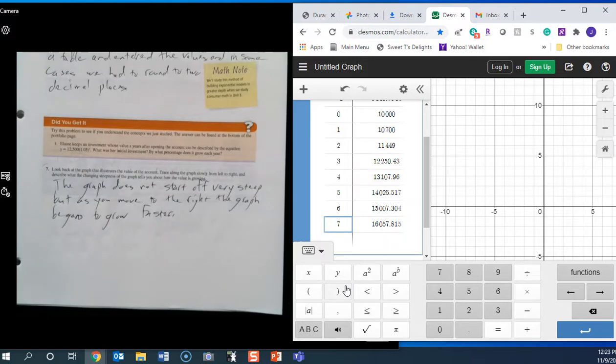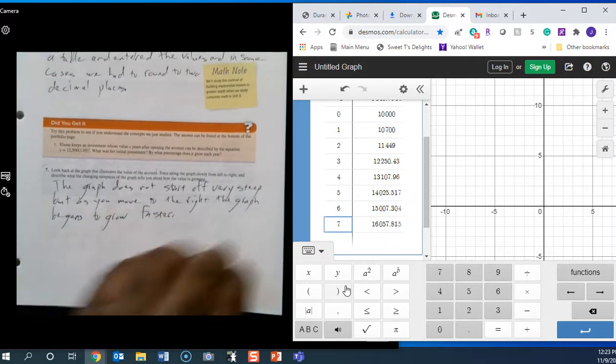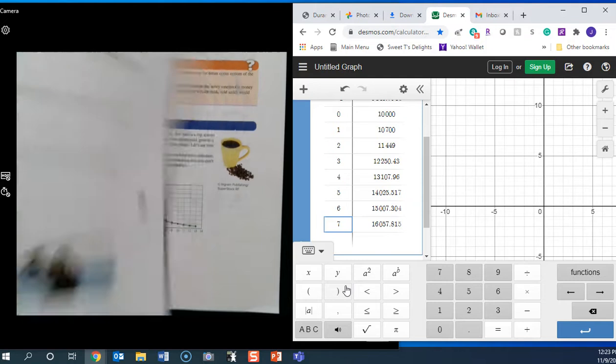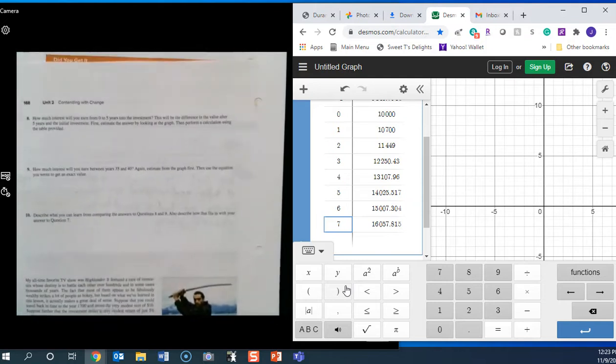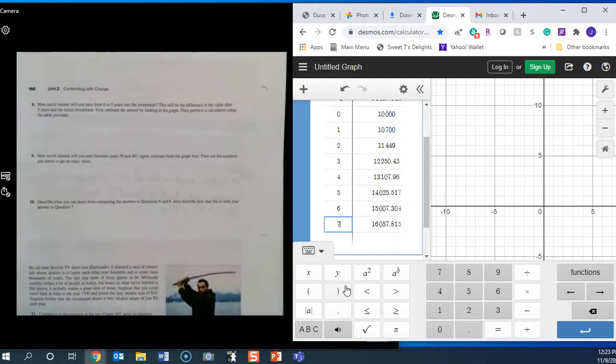Okay, now we'll go here to the back. It says number 8. How much interest will you earn from 0 to 5 years into the investment? This will be the difference in the value after 5 years and the initial investment. First, estimate the answer by looking at the graph, then perform a calculation using the table provided.